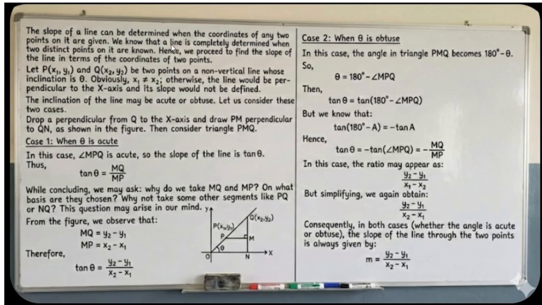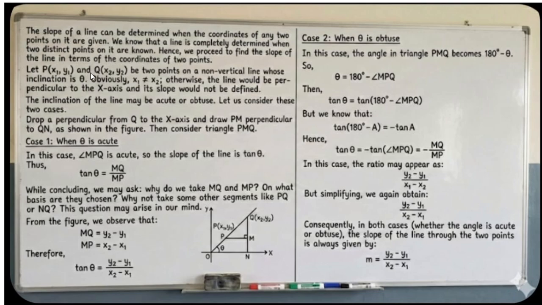We know that when 2 points are given, the line is uniquely determined. There is only one line that passes through the 2 points. So whenever 2 points on a line are given, what we need to find out is the slope of that line. As we told in the previous video, the slope is constant throughout the line.